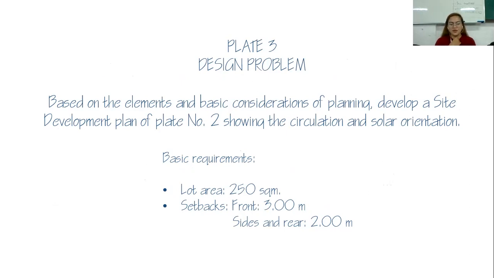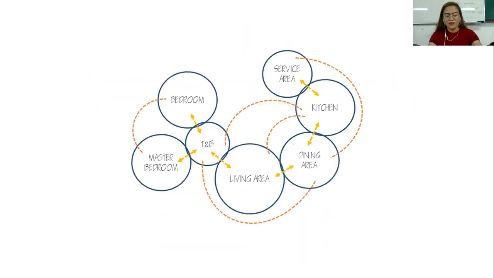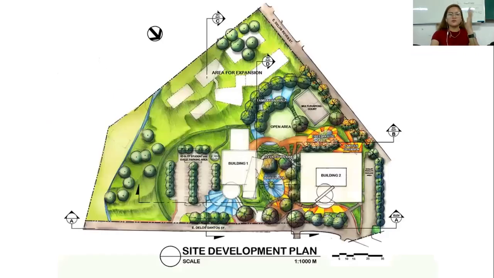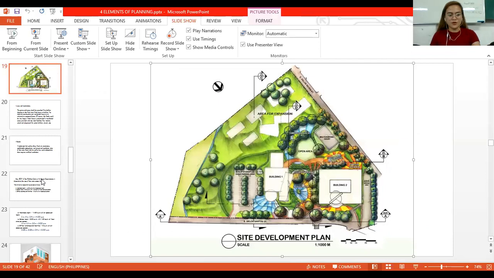Okay. For plate number 3, I will just attach it, because plate number 3 is related to plate number 2. You can't make plate number 3 if you don't have plate number 2. So plate number 3: based on the elements and basic considerations of planning, develop a site development plan of plate number 2 showing the circulation and solar orientation. What I mean by this is this one. This is what you will be doing for your plate number 3.